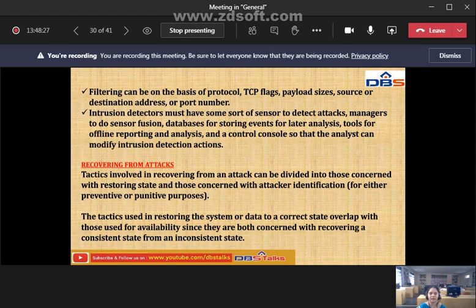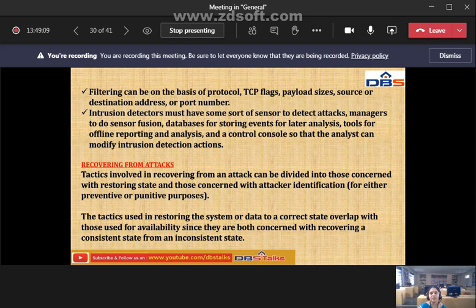So, we need to filter the particular information or data based on a protocol, that is, by using protocols like TCP/IP. Here we are using TCP flags, payload sizes, and source or destination addresses or port numbers. We already learned this terminology and taxonomy in computer networks. So, with the help of these protocols we are filtering the particular information.